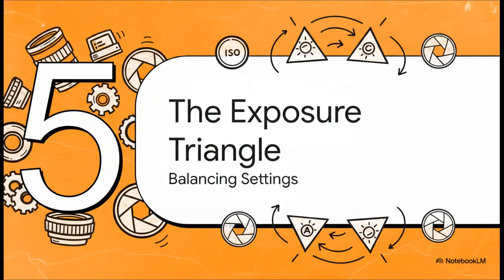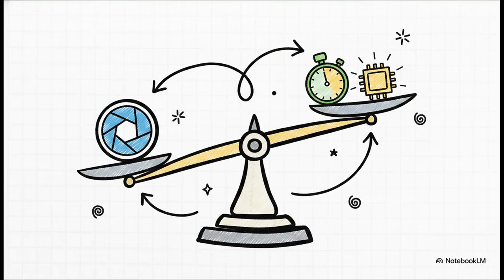Bringing it all together in part five, the exposure triangle and balancing those settings. This right here is the absolute climax of our explainer today. It's the true aha moment of cinematography. These three settings are fundamentally connected. You literally cannot change one teammate without needing the other two to step up and help maintain the balance.